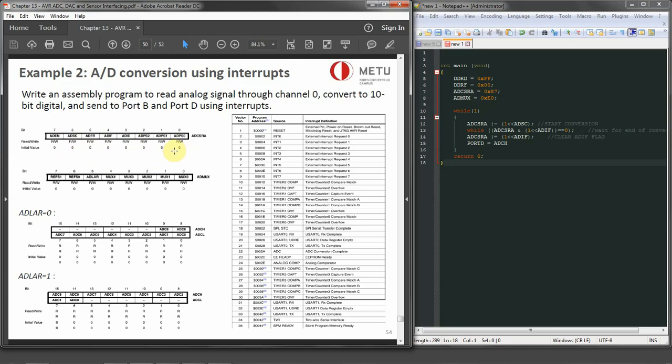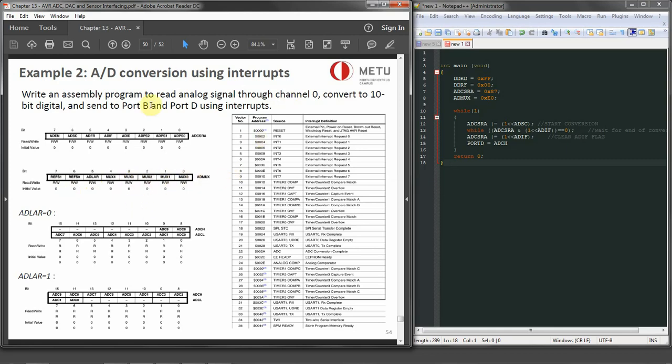For the ADMUX, we can again use the internal reference as it's not specified, so we can set that to 1 1. ADLAR can be left justified or right justified. You can decide on that. And for the MUX, you can use channel 0, so it's going to be 0, 0, 0.